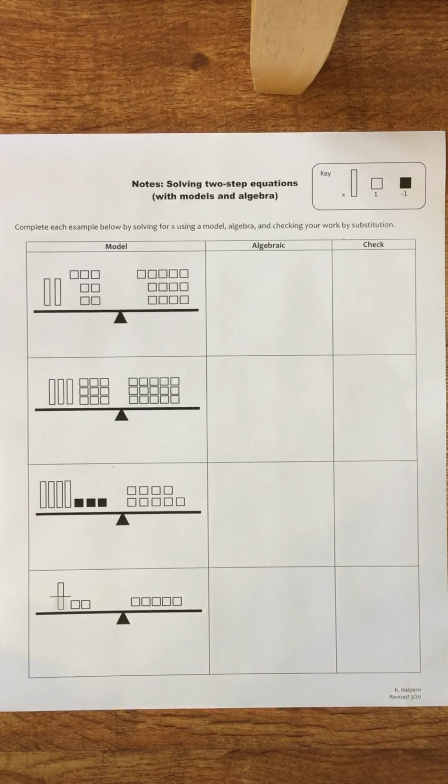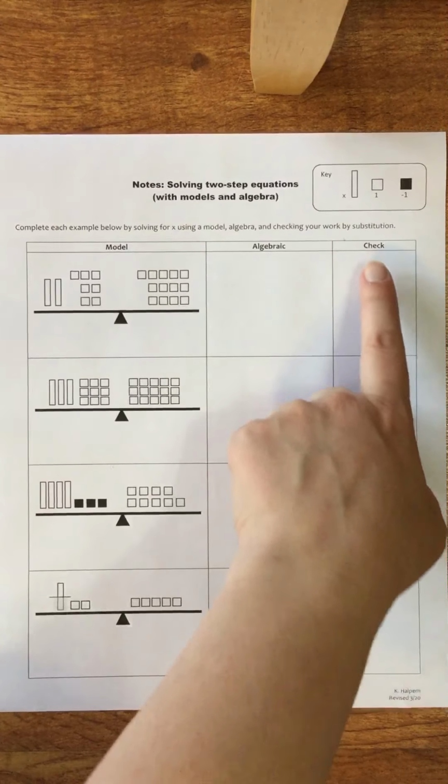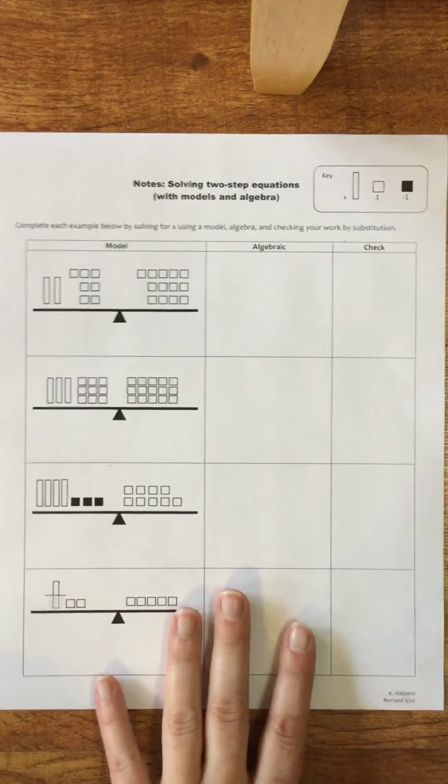We are going to work through these with a similar idea that we worked through the one-step equations. We'll focus on the picture models first, and then we'll use algebra to back that up. We will also continue to check our work using substitution.